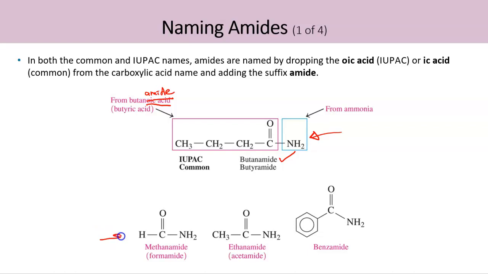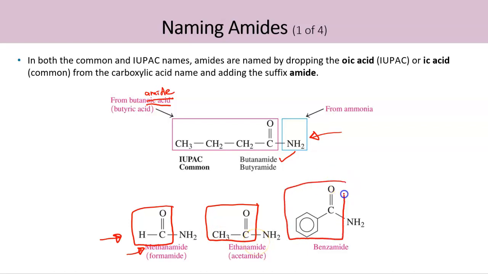And here are some other examples. The carboxylic acid fragment contains only one carbon, so it should be methanoic acid. The carboxylic acid name is methanoic acid, so the name is changed to methanamide. The carboxylic acid fragment in this amide is ethanoic acid because there are 2 carbon atoms, so the name would be ethanamide. And the carboxylic acid fragment of this amide is benzoic acid, so the name would be benzamide.